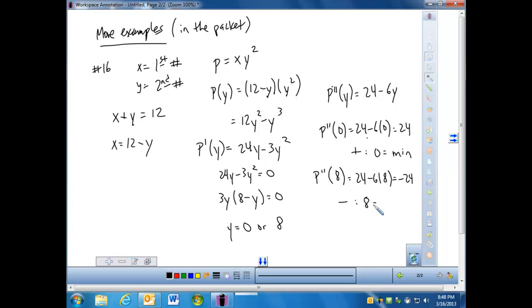And so based on this, the solution to my problem, if y is 8, I can go back and figure out that x must be 4, and I could check this if I wanted to, and figure out that does give me the biggest product. Again, try to do these problems on your own before I go through them all for you.